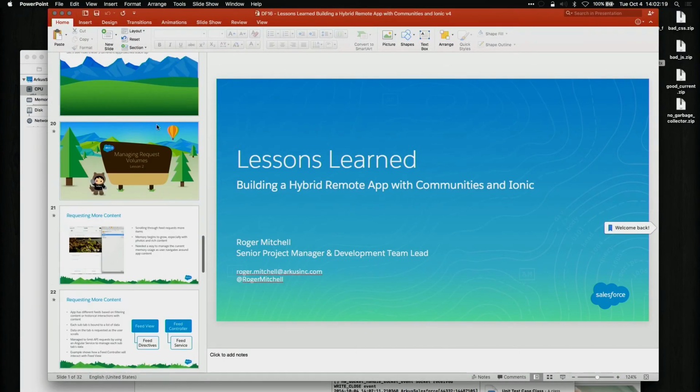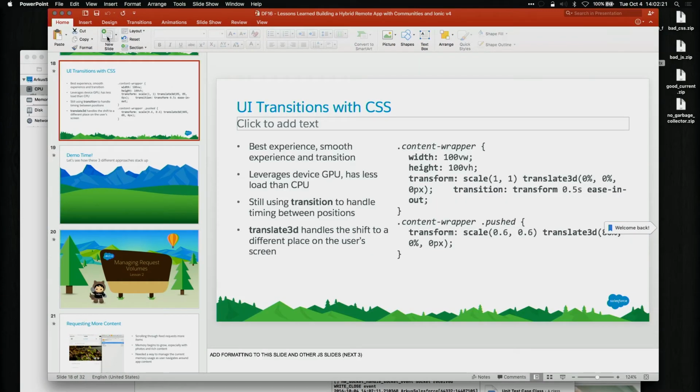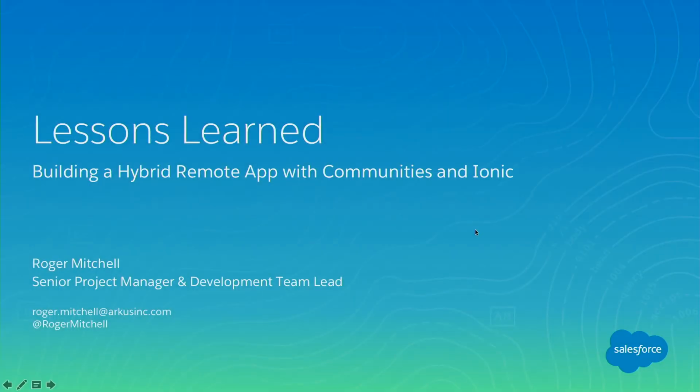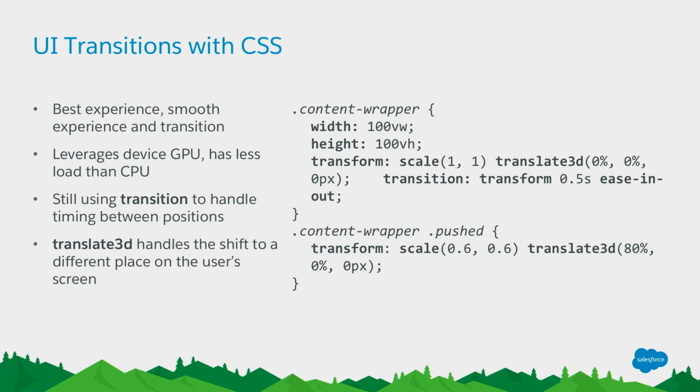And we're going to take a look at this one more time. Whoops. All right, so let's jump ahead. Here we are. By using transform and the translate3d function, we're getting a really buttery experience, and we're not seeing any lag for the user.